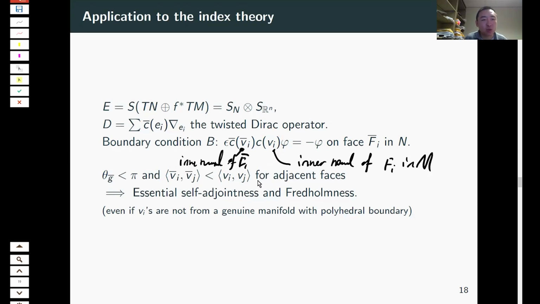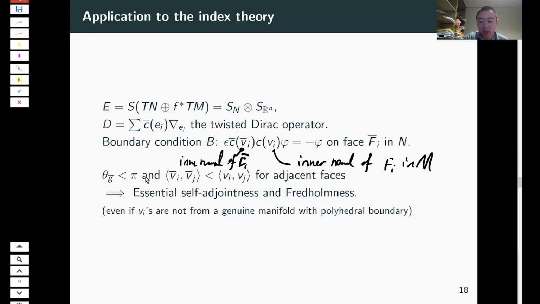So we need to sit down and prove this essential self-adjointness and Fredholm property even for these vectors, which algebraically come from nothing, and the thing still works. And it turns out the condition imposed on the two groups of vectors are exactly the comparison of the inner products. Okay, so the first part is geometric, which we need the dihedral angle from the N part. It's really pi. This is geometric. But even if the second group of vectors does not form a real manifold with polyhedral boundary, we can still talk about the essential self-adjointness. Just need this inner product comparison condition.